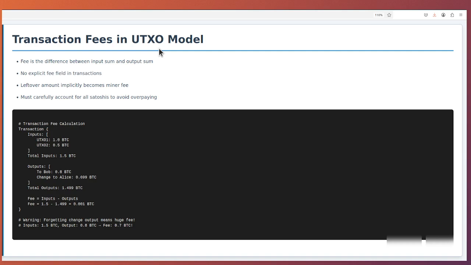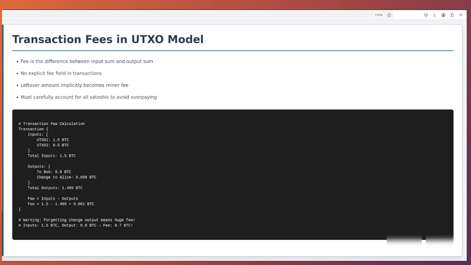This is important. There's no explicit fee field in Bitcoin transactions. The fee is implicit, calculated as the sum of input values minus the sum of output values. This means you need to be careful when constructing transactions. If you accidentally create outputs that don't add up to your inputs, whatever's left over becomes the fee. There have been cases where people accidentally paid enormous fees because they forgot to include a change output.